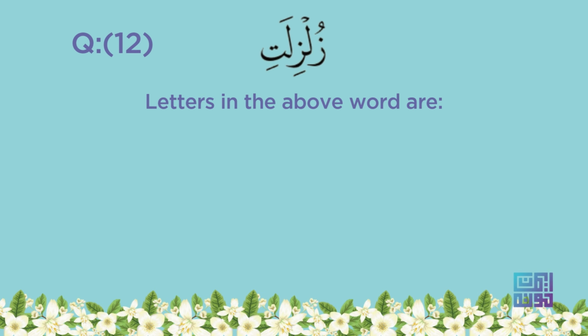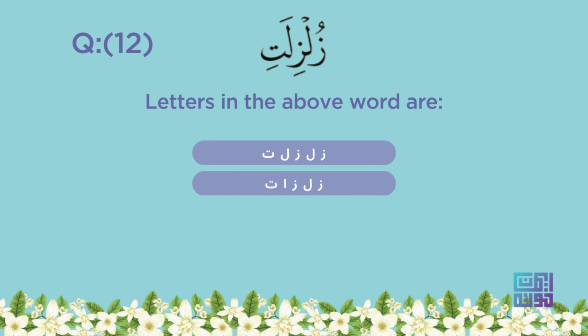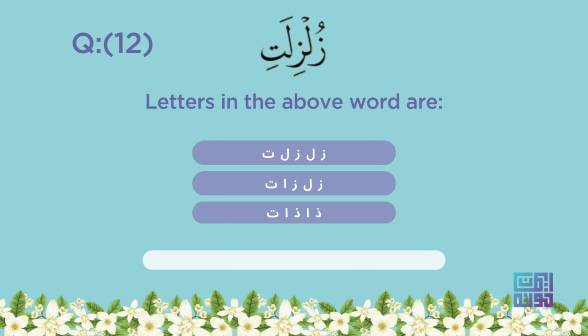Question number 12. Letters in the above word are za, lam, za, lam, ta. Or are they za, lam, za, alif, ta? Or maybe it is dhal, alif, dhal, alif, ta.